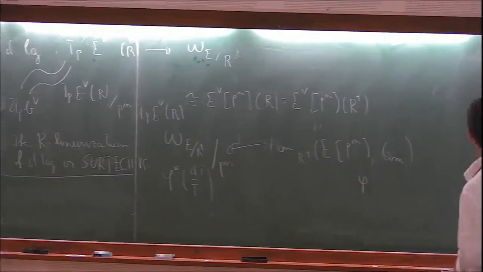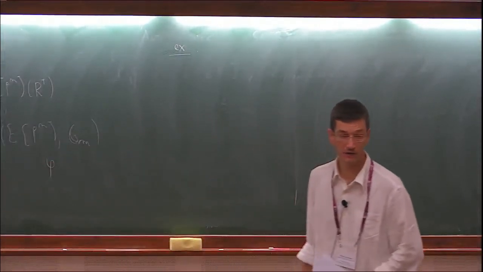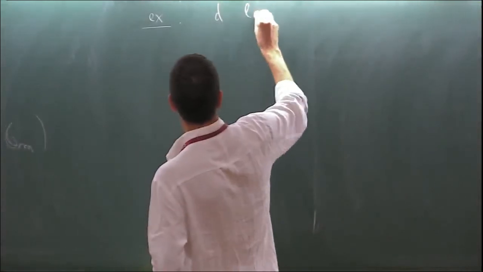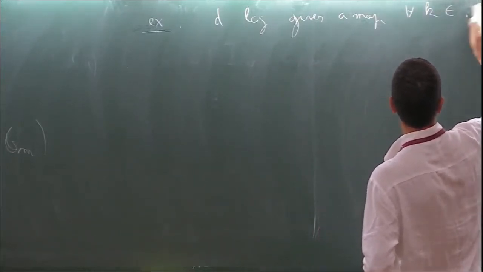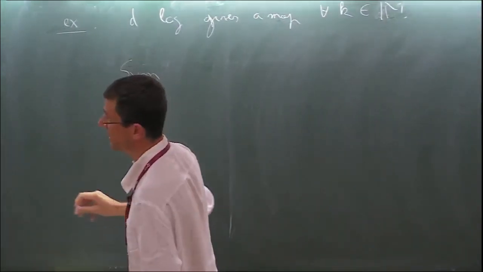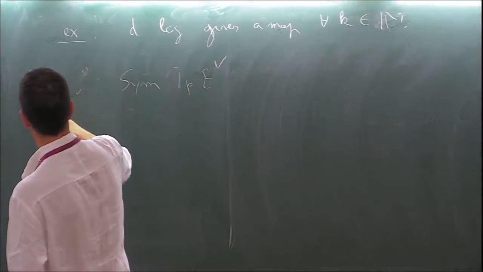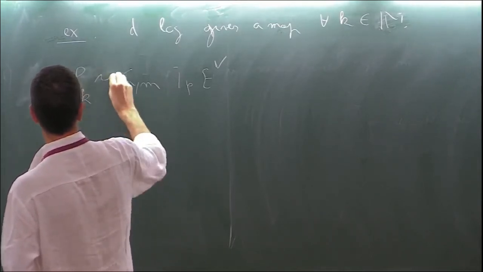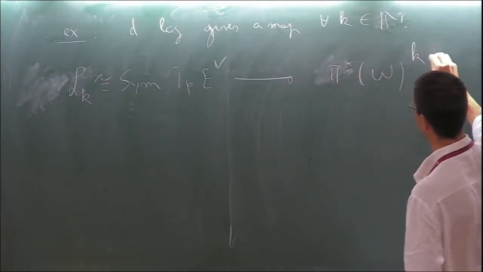So, for example, if instead of comparing the two with B_dR, we simply take the Hodge-Tate comparison isomorphism, let me tell you how, for example, you use this dlog to get such a comparison. So dlog gives a map for every k in N, from the symmetric power of T_p E dual, up to taking duality isomorphic to L_k, to in fact omega, or pi_* of omega to the k.